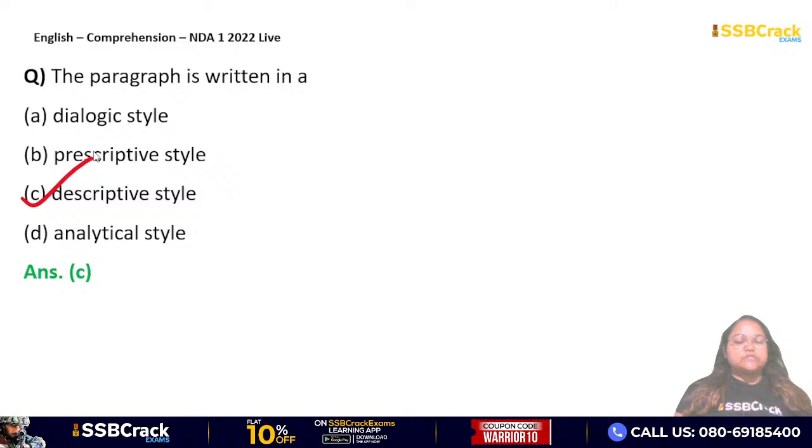So it's in descriptive style. Okay, option C is your answer. Now we will move on to the next part of the passage. The next passage is also from a previous year.